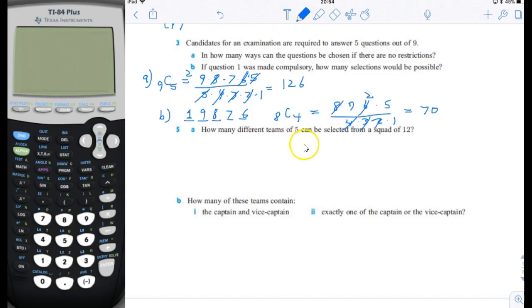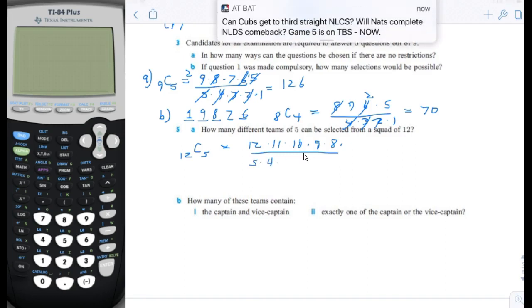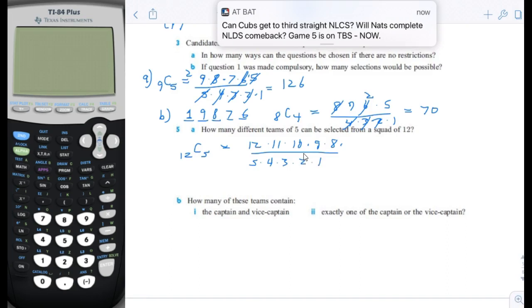How many different teams of 5 can be selected from a squad of 12? This is a pretty straightforward one. Basically, it's 12 chooses 5. So 12 chooses 5 is 12 times 11 times 10 times 9 times 8. That would be 5 positions chosen out of 12. And then on the bottom, you would also have r factorial. So it would be 5 times 4 times 3 times 2 times 1.